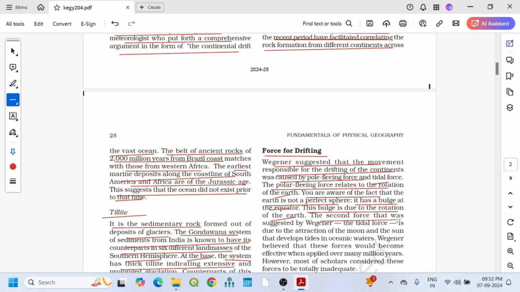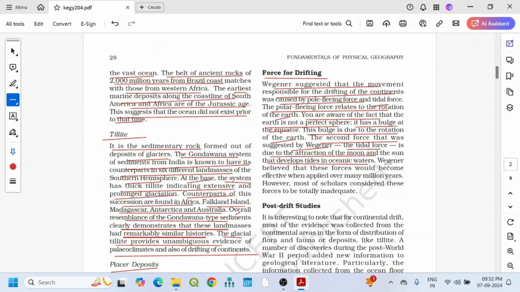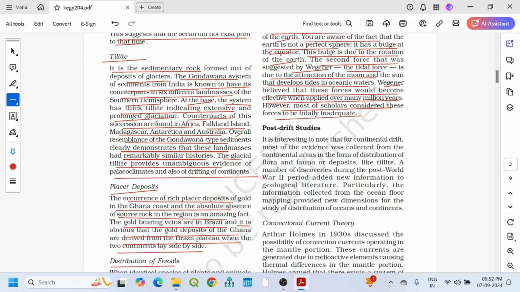The second force that was suggested by Wegener, that is tidal force, is due to the attraction of the moon and the sun that develops tides in oceanic waters. Wegener believed that these forces would become effective when applied over many million years. However, most of the scholars consider these forces to be totally inadequate.